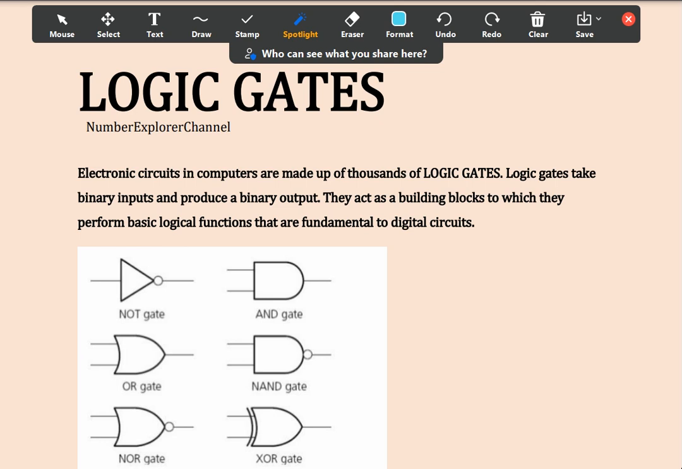Electronic circuits in computers are made up of thousands of logic gates. Logic gates take binary inputs and produce a binary output. So they act as building blocks which perform basic logical functions that are fundamental to digital circuits. These logic gates are the NOT gate, OR gate, NOR gate, AND gate, NAND gate, and the XOR gate. This is how they look.